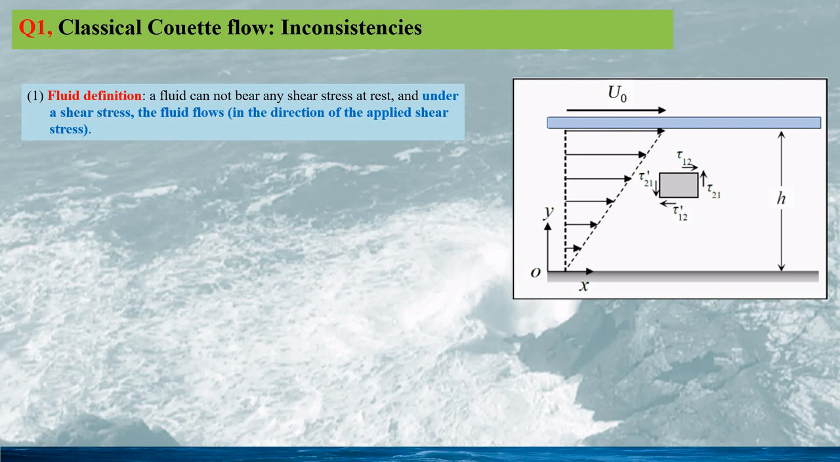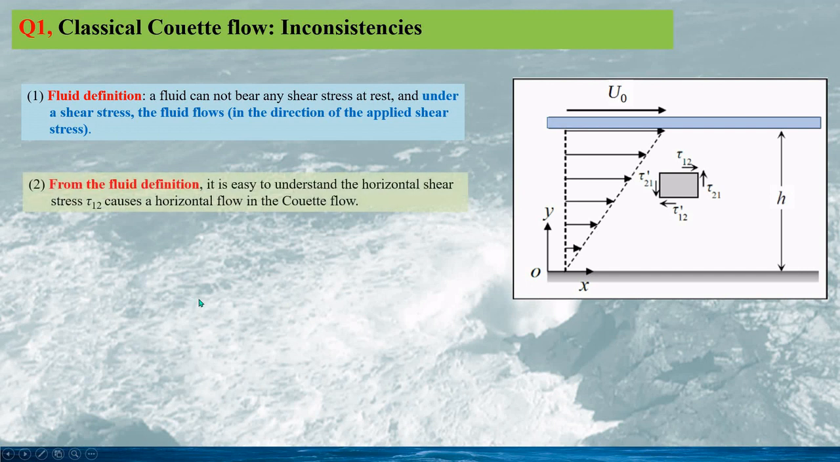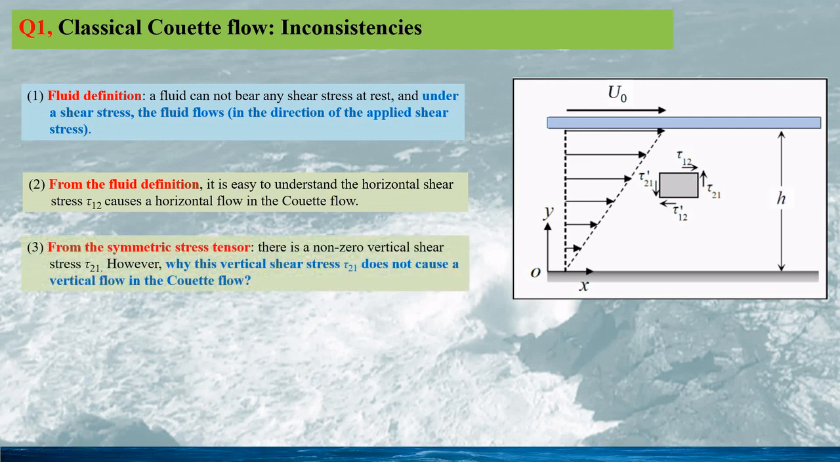Now we look back at the definition for fluid. A fluid cannot bear any shear stress at rest, and under shear stress, the fluid flows in the direction of the applied shear stress. Therefore, it is easily understood that the non-zero horizontal shear stress tau12 causes a horizontal flow. Upon the requirement of the symmetric stress tensor, the vertical shear stress tau21 is non-zero, same as tau12 in the Couette flow. But why does this vertical shear stress tau21 not cause a vertical flow in the Couette flow?